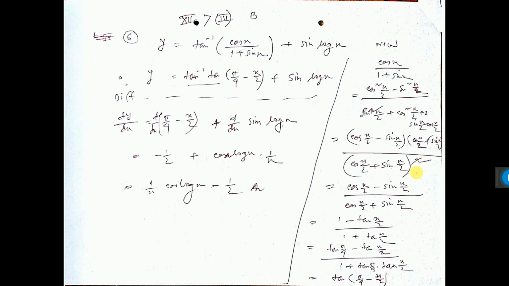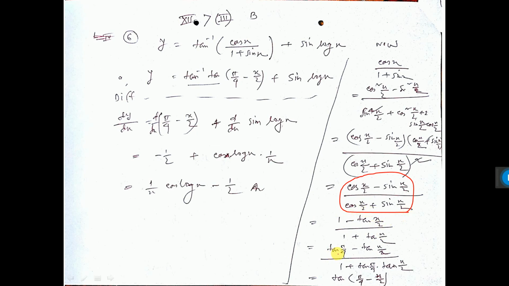The plus 1 and the lower 1 you cut. So what is left? Cos x by 2 minus sin x by 2 by cos x by 2 plus sin x by 2. Now here you divide everything by cos x by 2. So cos x by 2 by cos x by 2 will be 1. Sin x by 2 by cos x by 2 will be tan x by 2. Cos x by 2 by cos x by 2 will be 1. Sin x by 2 by cos x by 2 will be tan x by 2.